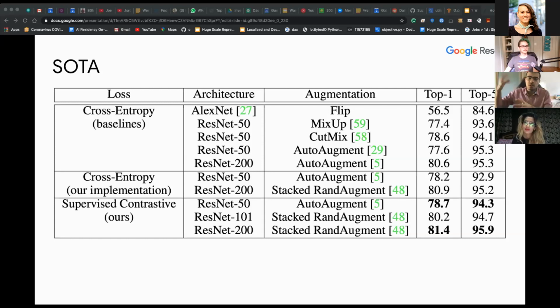But this rand augment is applied after doing the cropping. So the order basically goes cropping, rand augment, color jitter, Gaussian blur. Then this is a much stronger augmentation and much more useful for contrastive learning. So that's basically what the stacked rand augment is.